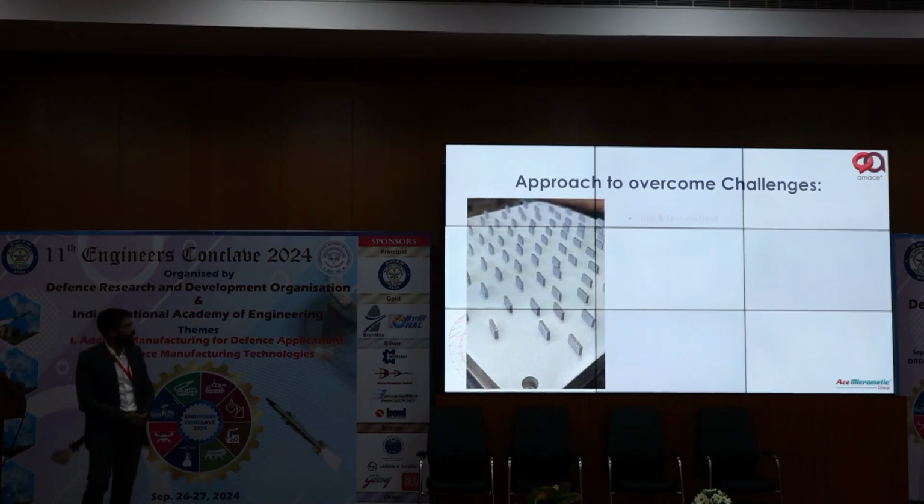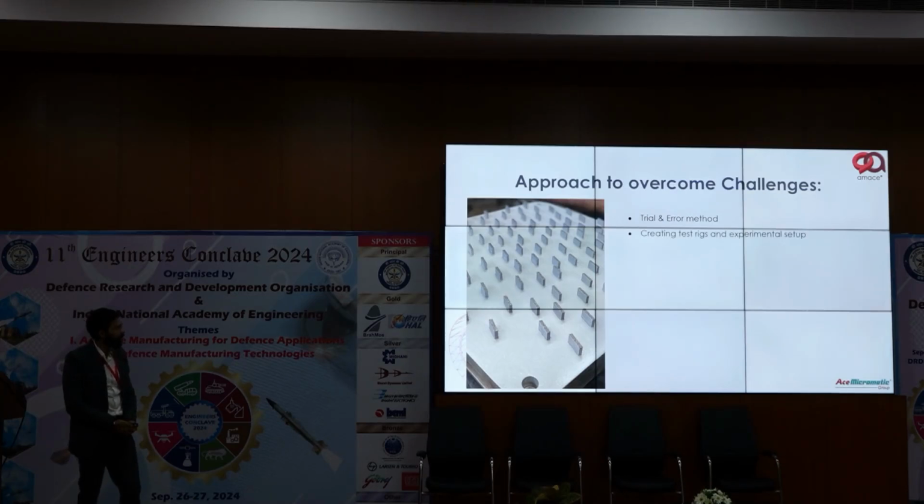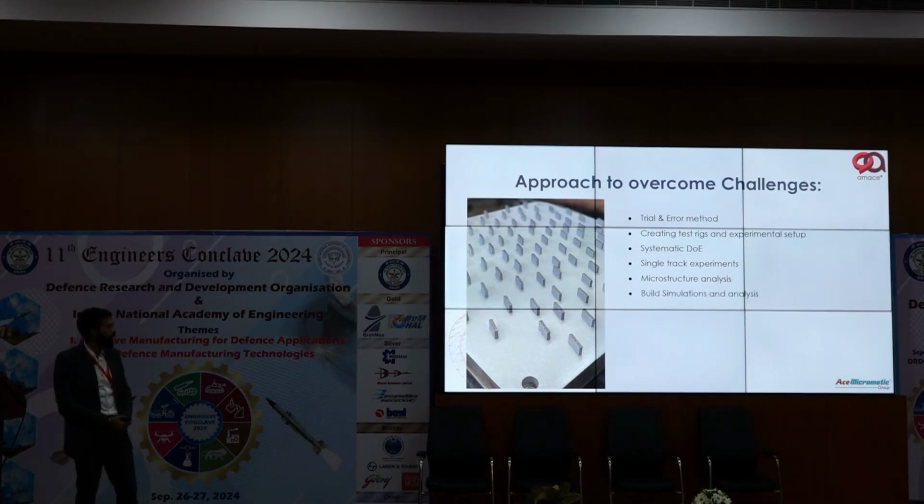And of course, our approach to solving these: a lot of trial and error, which we had to do when we started. We created a lot of experimental setups, test kits to test and validate subsystems, a lot of systematic design of experiments, single track experiments for material development, a lot of microstructural analysis to ensure that we balance all the properties to get the whole thing right, simulations for build and ensuring the analysis goes right. And of course, learning from the group companies to ensure the geometries and all the mechanical elements can do what they're supposed to do. So all those were some of the learnings that we had.